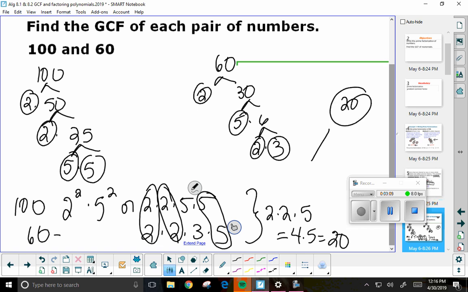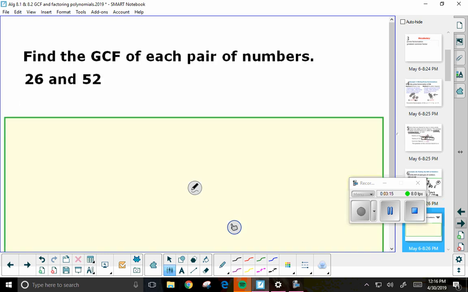Now, this is a method you only need to use if you don't know it or if you can't figure it out in your head. And a lot of you, I know, are able to do that. So we'll do one other example.